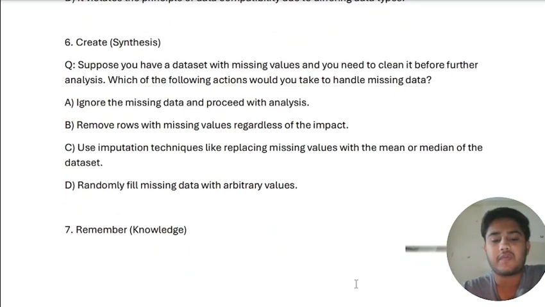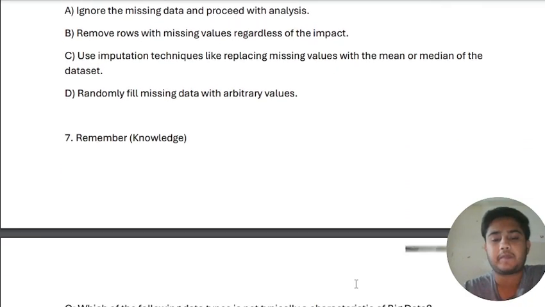Question 6. Suppose you have a data set with missing values and you need to clean it before further analysis. Which of the following actions would you take to handle missing data? So the answer to this question is option number C. Use imputation techniques like replacing missing values with the mean or median of the dataset.